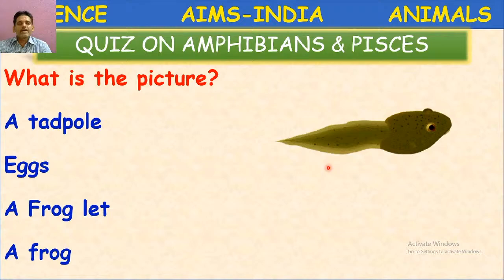tadpole. In the beginning only we studied the tadpole is the larva of a frog. It respires through gills. It has a tail. Okay. It develops into frog, froglet, then adult frog. So the first stage, eggs hatch into tadpole larva. This is the tadpole larva. Next question.